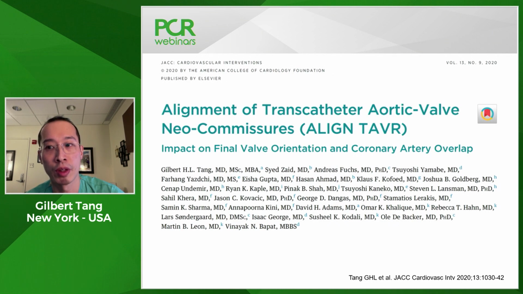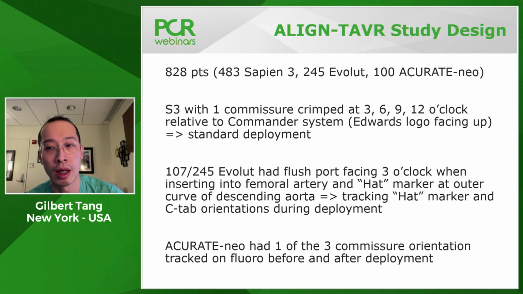So this is a paper recently published this year called the Aligned TAVR study. We looked at 3 different valves: the SAPIEN 3, the Evolut, and the Accurate Neo. You can see here over 800 patients. What we did was crimp the SAPIEN 3 with one commissure at different clock positions, 3, 6, 9, and 12, to see if we can intentionally align the commissures with the Commander system. With the Evolut, a minority of them had the flush port facing 3 o'clock instead of the conventional 12 o'clock to see if we can better align the commissures.